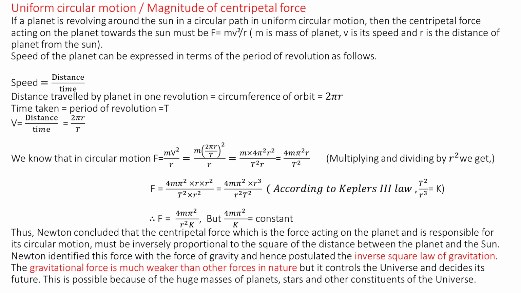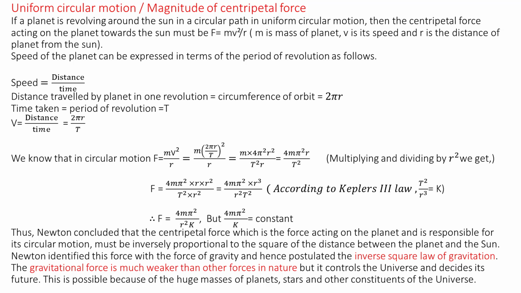Now let us assume a planet is revolving around the sun in a circular orbit in uniform circular motion. Then the centripetal force acting on the planet towards the sun must be F equals mv square upon r. The speed of the planet can be expressed in terms of the period of revolution T as follows.